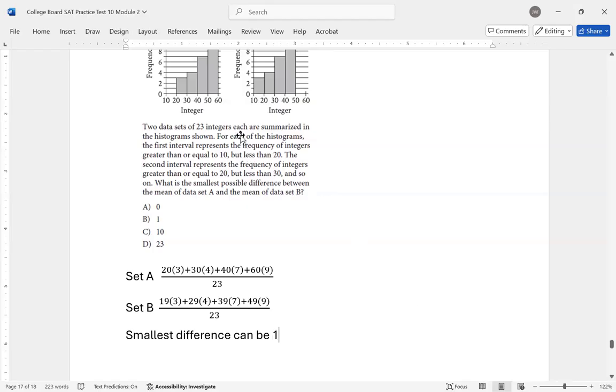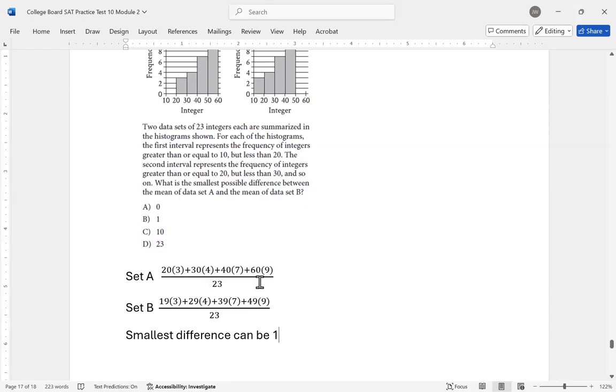Since we are talking about integers, I didn't emphasize that enough. The reason I'm using 19 is because they have to be integer numbers. Instead of 20s, 19s, we can't use 19.3 or 19.7. So the smallest difference can be 1, and that is option B.